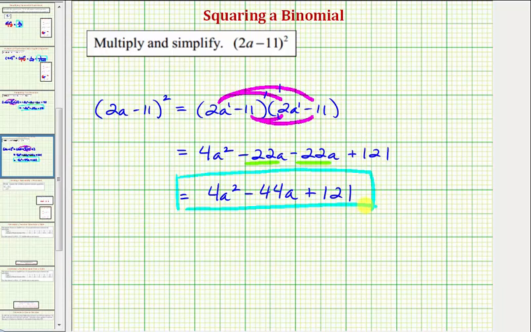So again, notice how there are no shortcuts. If we just square the first and second terms, notice how we would not get the correct product. So whenever squaring a binomial, write out the two factors and multiply the binomials or polynomials as you normally would.